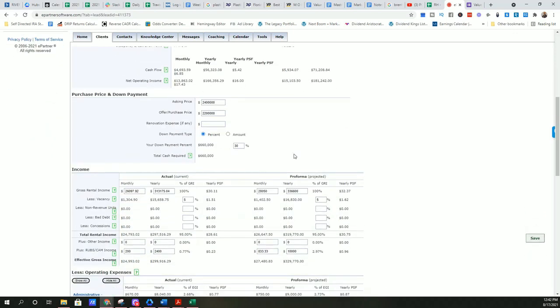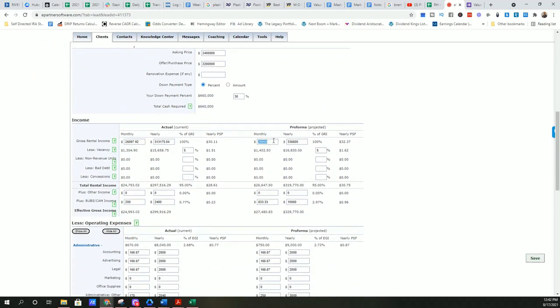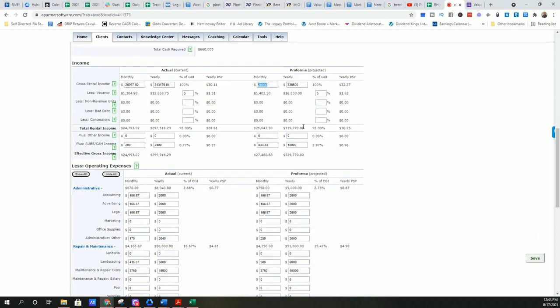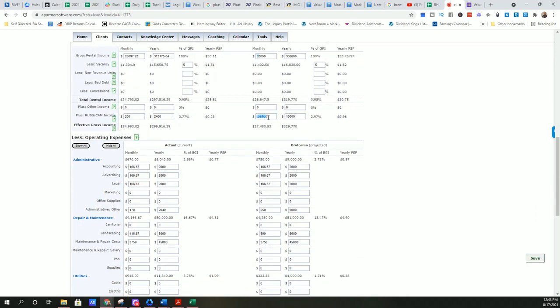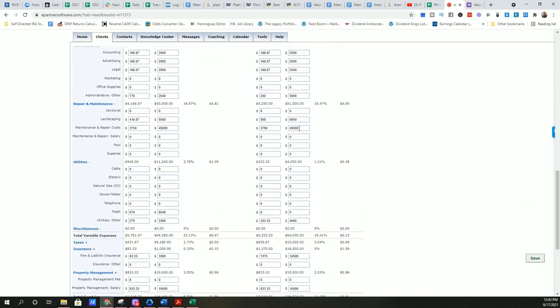When I make my adjustments, and I'll go through these briefly because it's pretty much the same numbers, it's slightly increasing the rents over time. That's what that increase is for the gross rental income on a monthly and a yearly basis. Increasing the RUBS/CAM income will add some more money in terms of revenue.